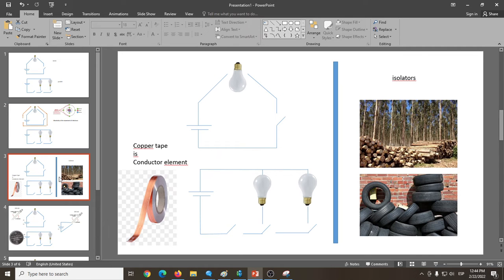So ladies, here we have the conductor element. In this case you have a practice where you are going to create this circuit. You are going to design it with the help of this copper tape. This is a conductor element, so it can conduct electricity. But on the other side we have the insulators, for example wood or rubber. In normal cases they cannot conduct electricity; the electricity cannot flow through them.